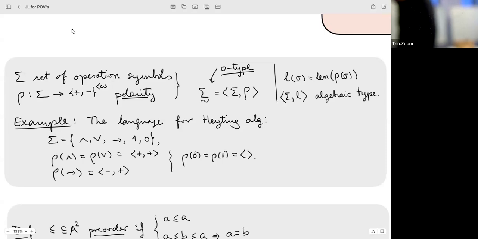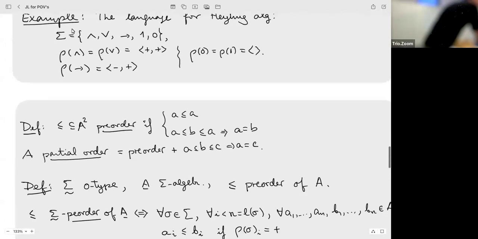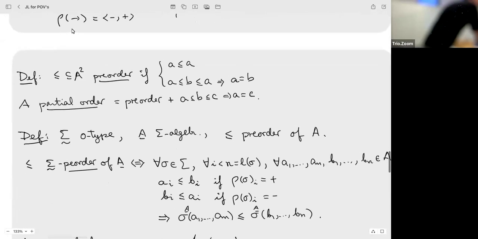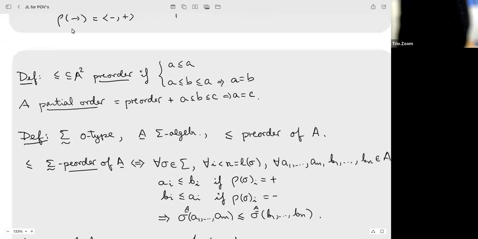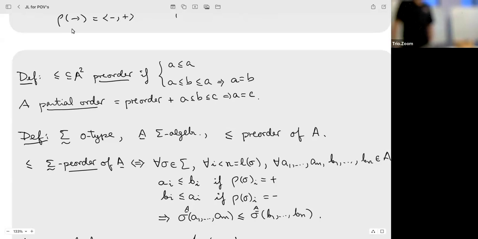Okay, this is the idea. Now we have the language, and now we can define what a partially ordered algebra is using that language. First of all, we have the definition of preorder. A preorder is a relation that is reflexive and transitive. And moreover, if it is anti-symmetric, call it a partial order. We're used to those.